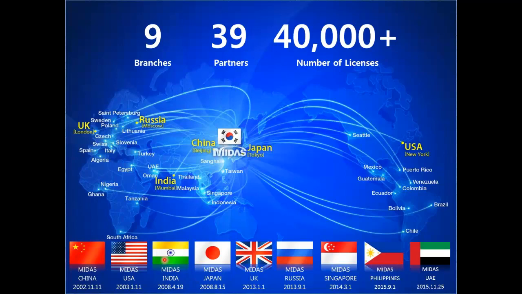Midas has its headquarters in South Korea, and there are a total of 9 branches all over the world. One is in China, USA, India, Japan, UK, Russia, Singapore, Philippines, and lately we have a new branch office in UAE.